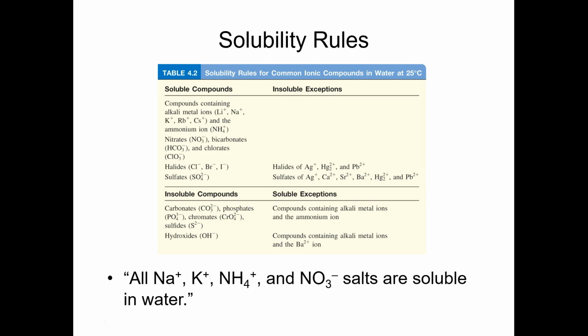These are the College Board solubility rules. All salts, that is, all ionic compounds that contain sodium cations, potassium cations, ammonium cations, and nitrate anions, are going to be soluble in water. So anytime you've got a compound that contains one or more of those ions, it will be water soluble.